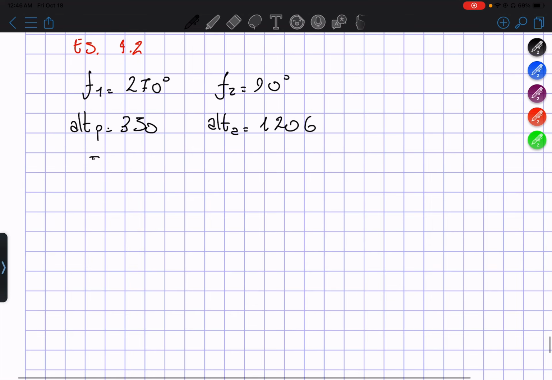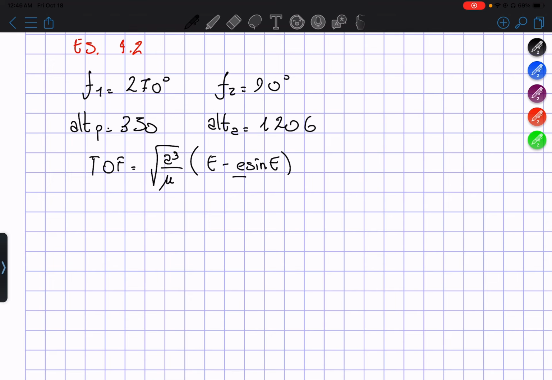Now, the time of flight is calculated with the following formula: square root of a cubed divided by mu times E minus e sine E. So first of all, we need to find E, right? Well, actually, not first of all. We need to find e, little e, and capital E. What is capital E? Well, capital E comes from here.